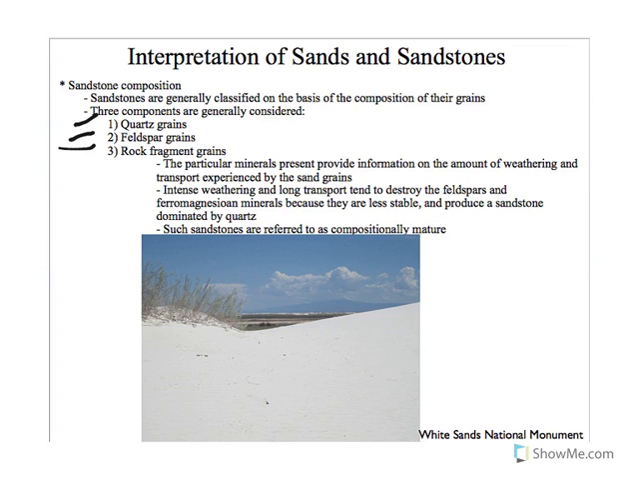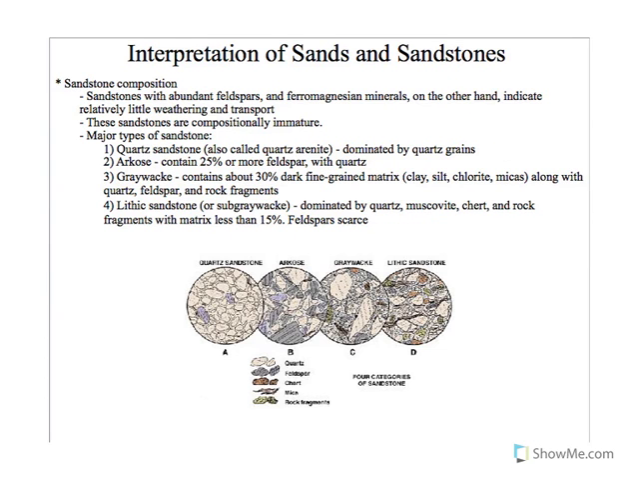So those are the three things that we're definitely going to look for. And we're going to look at different ratios of them. What we see is that sands that are dominated by quartz tend to be much more mature than sands that have a whole bunch of other material mixed in. So let's take a look at what I mean here.